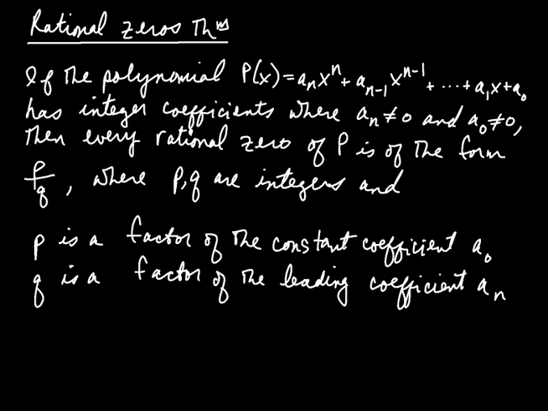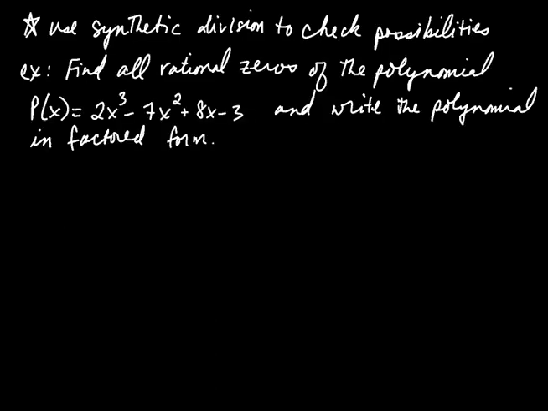Okay, let's see how this goes. In this example we're going to find all the rational zeros of this polynomial, and we're going to write the polynomial in factored form after we do that. This little star reminds us what to do: use synthetic division to check all the possibilities. The first thing you do, according to the previous theorem, is list all the possibilities. All you have to worry about is the constant coefficient and the leading coefficient. So you take all the possible factors of this and divide them by all the possible factors of that, the leading coefficient.